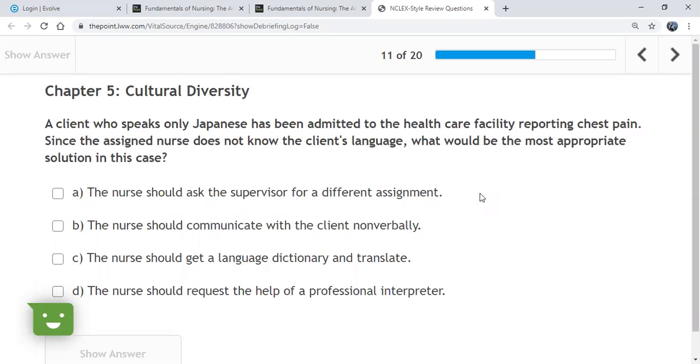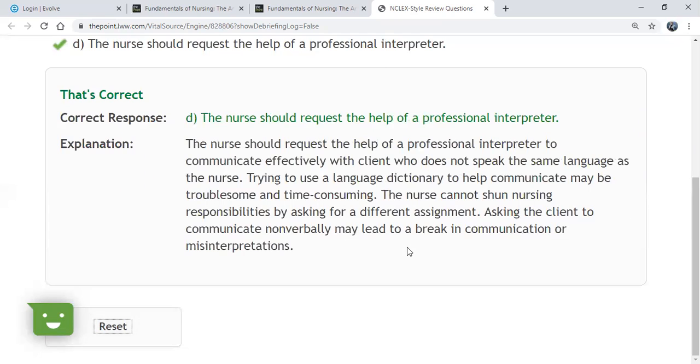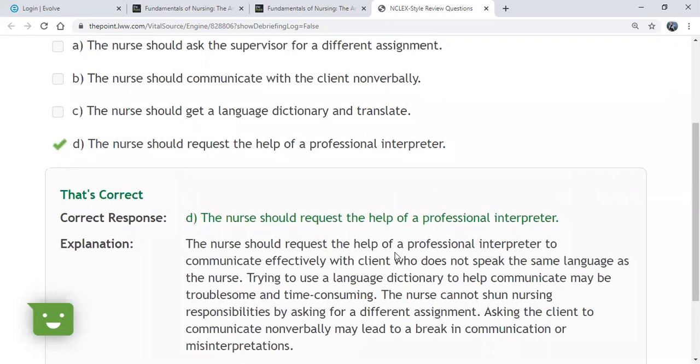A client who only speaks Japanese is admitted, reporting chest pain. Since the assigned nurse does not know the client's language, what would be the most appropriate solution? D. Yes, I like this question. Really stress the interpreter, right? Because a lot of times people will still pick the family member.